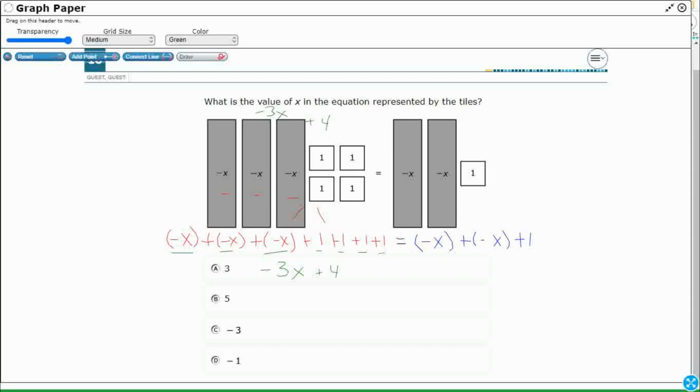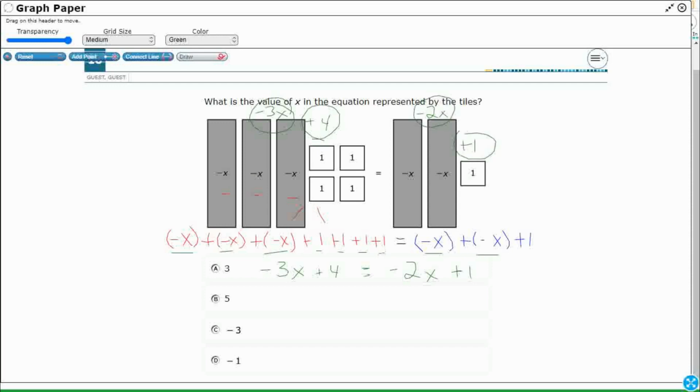And that's the hardest part, translating the pictures into these two terms. But if you could do that, then your problem is going to be a lot simpler. How many negative x's do I have on the right? I've got 2 negative x's, so I'm going to say negative 2x. And then I've still got just plus 1. That's pretty simple. So negative 2x plus 1.